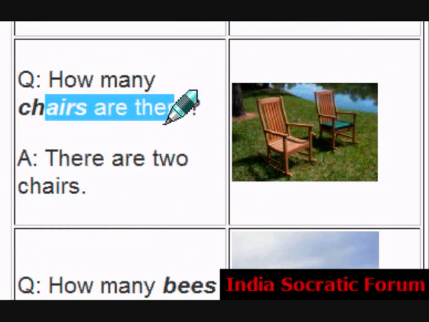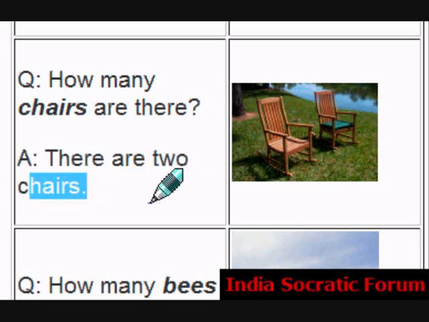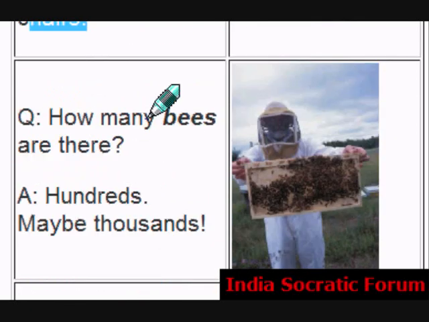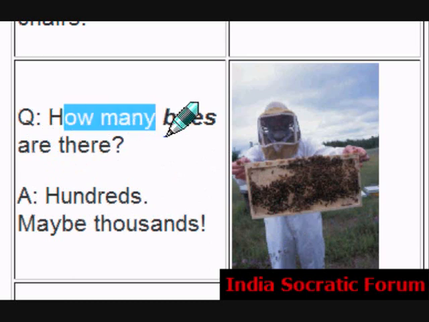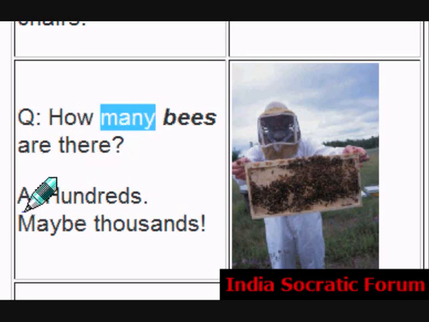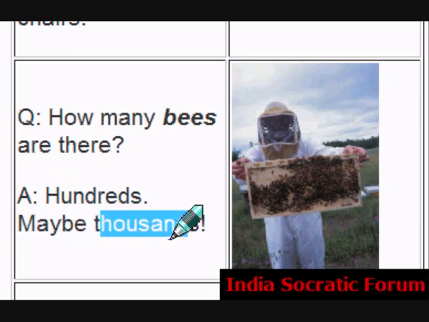How many chairs are there? Since we can count it, we say there are 2 chairs. How many bees are there? Still countable, right? So, how many bees? For that which is countable, we use the word many. The answer is hundreds, maybe thousands. Could be hundreds or it could be in thousands.